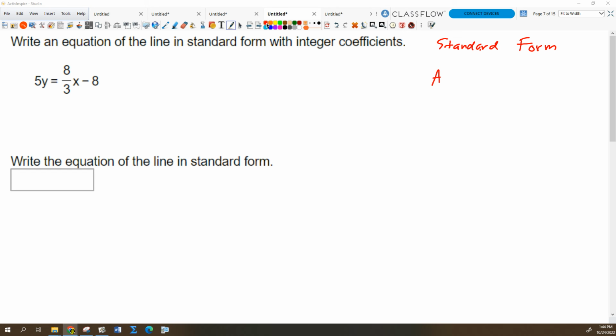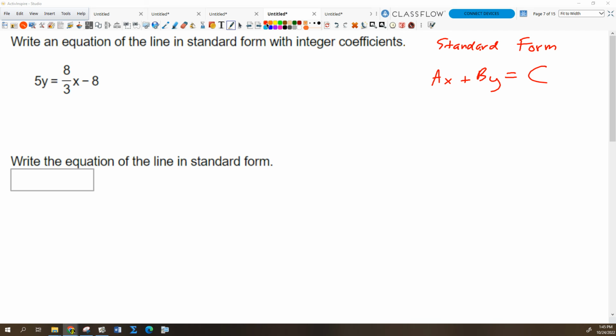I'll get you started. A x plus b y equals c. There we go, right? There's standard form. Okay, remember the rules for this. For standard form, a, b, and c have to be integers, can't be fractions, and a has to be positive, right? So the first thing we got to deal with here is, well, look, we got a fraction.